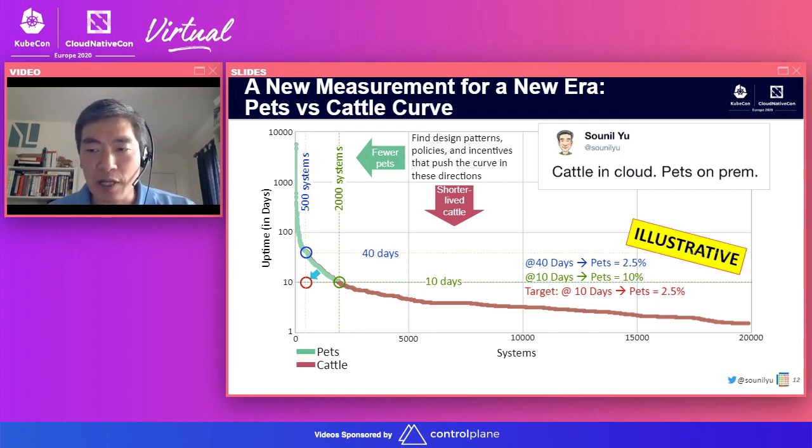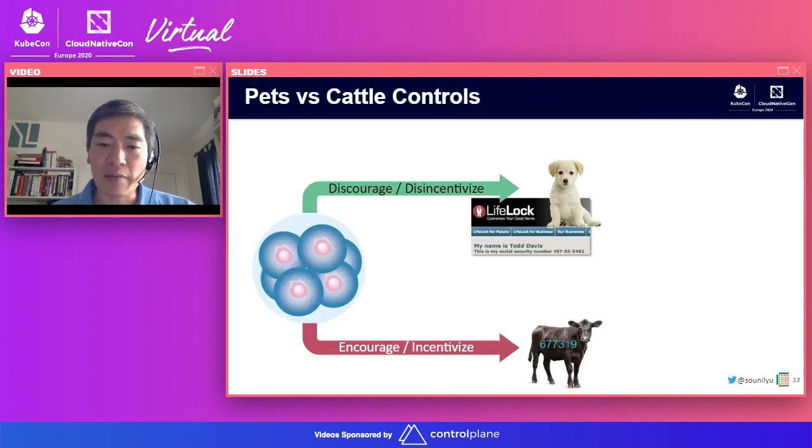And when it comes to understanding what triggers or what causes or what incentivizes pet creation, or what causes us to move from cattle to becoming pets, that's something that we as practitioners should be really mindful of. Ultimately, we want to be able to exercise basic pets and cattle controls that discourage or disincentivize the creation of new pets and encourage instead the creation of new cattle.